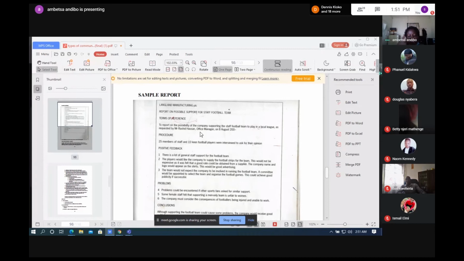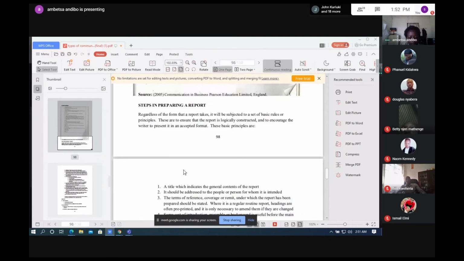Another one is the one that is written like a letter. You know how the letter is, you have the letterhead, then you have the date, then you have the salutation, and then you have the subject. After that, unakuja kwa terms of reference, procedure, finding, conclusion, recommendation. But when in doubt, go to the default. Nimepeana schematic format. You will be fine. Hautaanguka hiyo swali. Any other question?